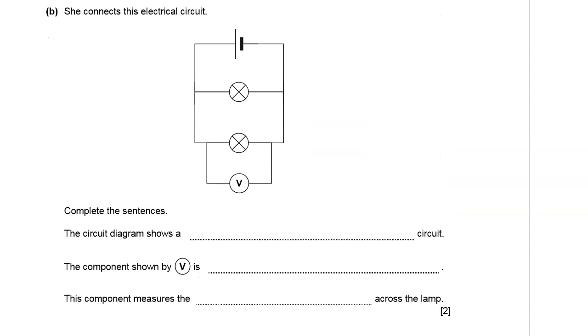B, she connects the electrical circuit. All right. This is now another connection. Complete the sentence. The circuit diagram shows, now when you connect them in each loop, then this becomes parallel. This is a parallel circuit. Right. Component V in a circle is a voltmeter. Of course, a voltmeter measures the voltage across a lamp, as you can see right there.